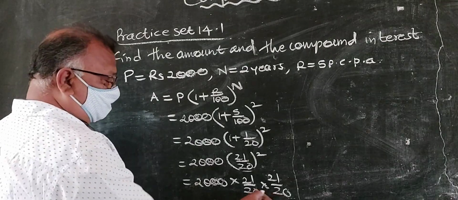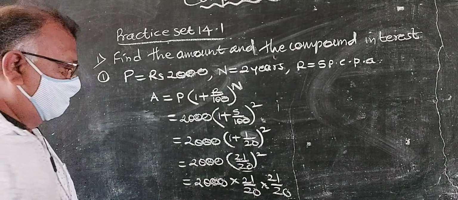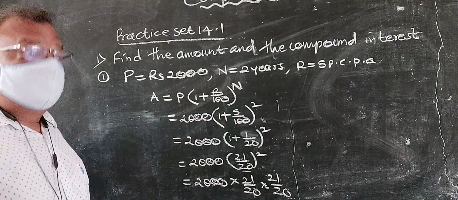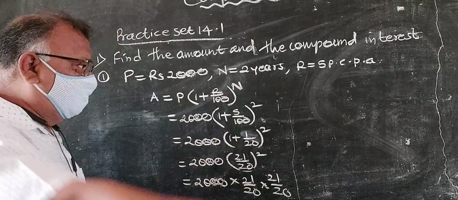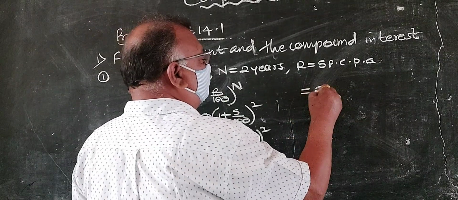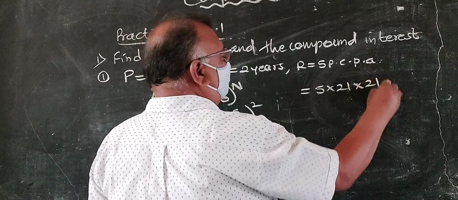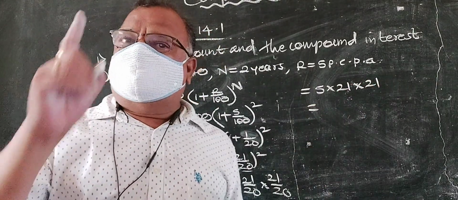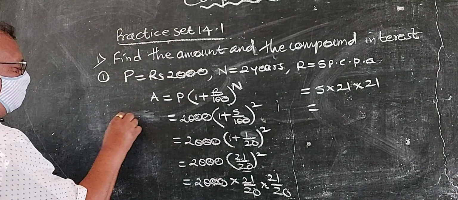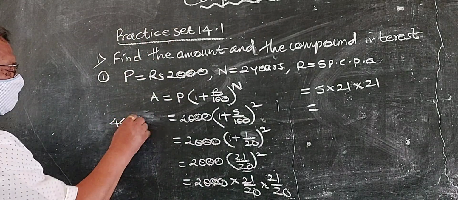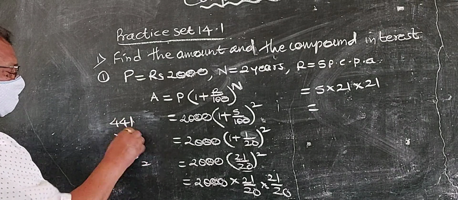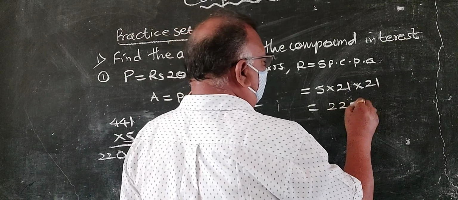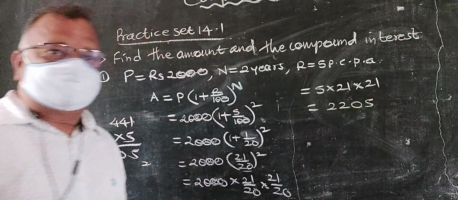What is 2 times 2? 4. 4 ones are 4. 4 how many times 20? 5. Yes, 4 fives are 20. So what is left behind is 5 into 21 into 21. Everyone knows the square of 21. 21 into 21 is 441 and 441 into 5. 5 ones are 5, 5 fours are 20, 5 fours are 20, 21, 22. So the answer will be 2205. So this will be the answer.